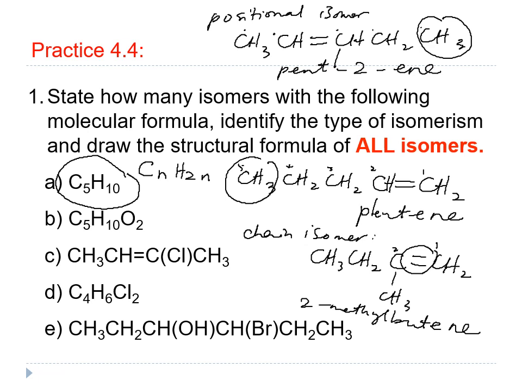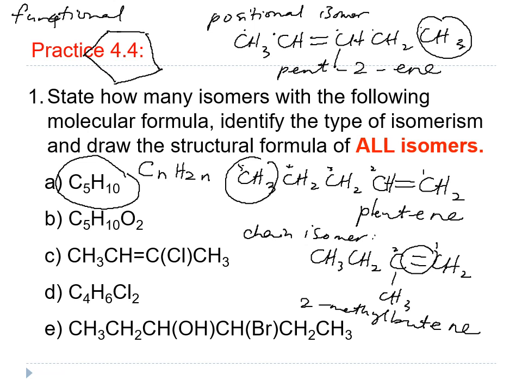Okay, what about the third one? Functional group isomerism. So for functional group, you can make a cyclic compound. Can we do a cyclic compound? Yeah, a cyclic compound that has 5 carbons.